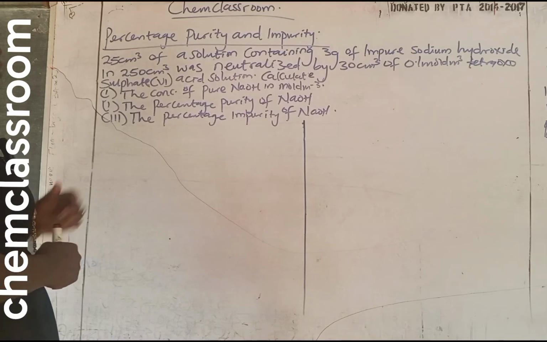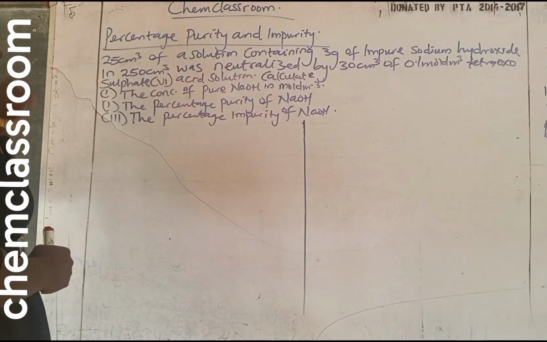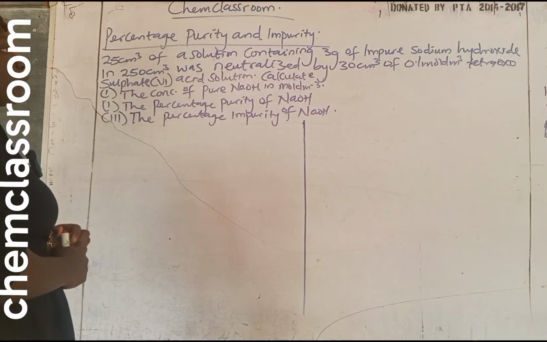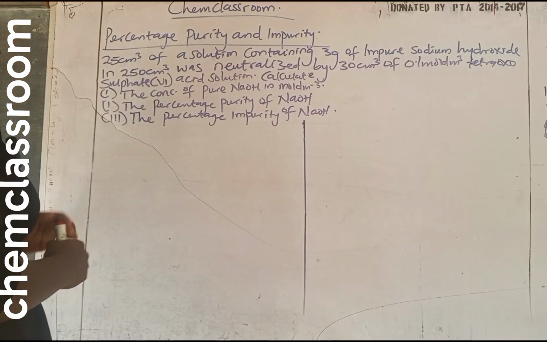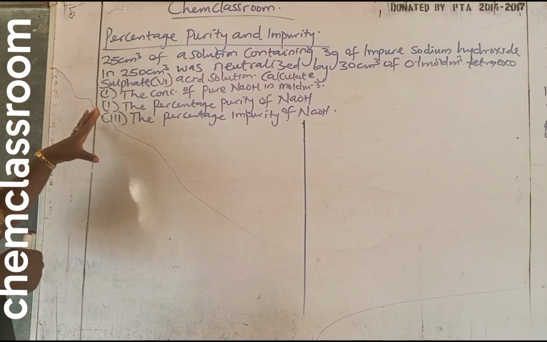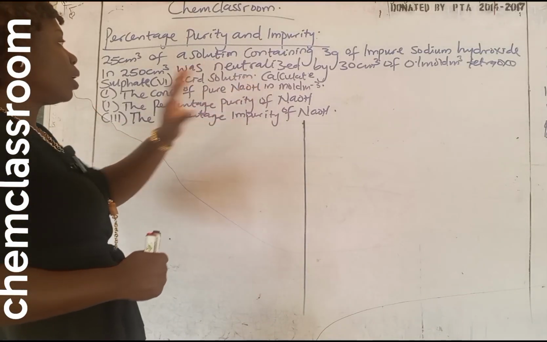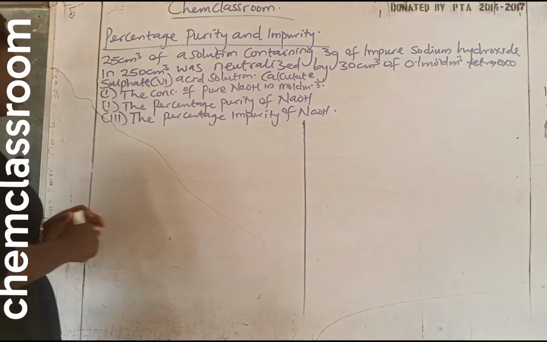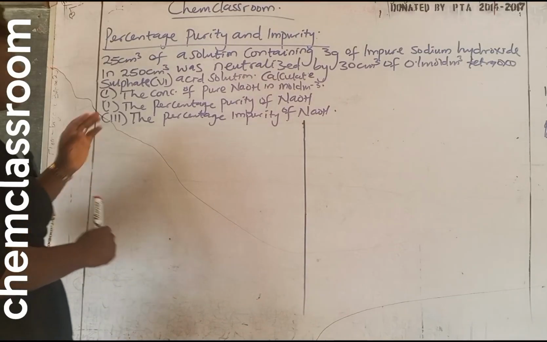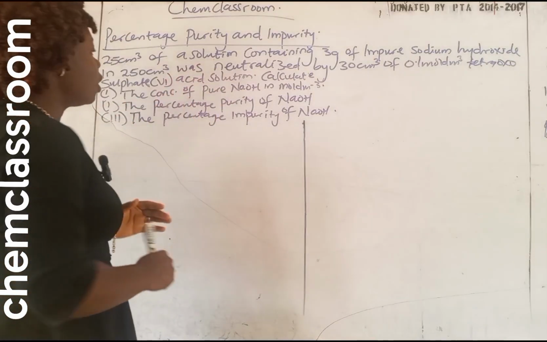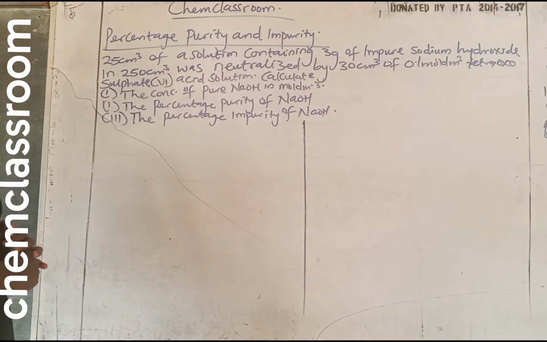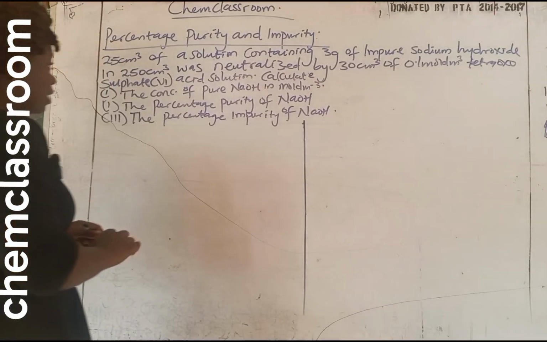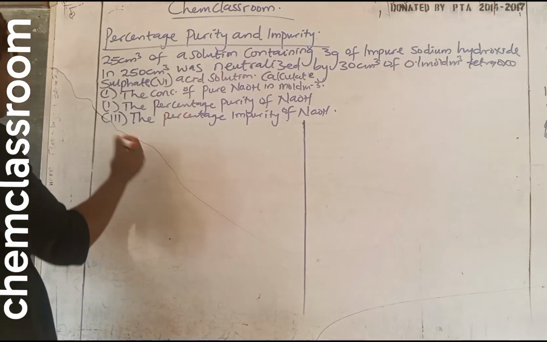Okay, I have 25 cm cube of a solution containing 3 grams of impure sodium hydroxide in 250 cm cube, neutralized by 30 cm cube of 0.1 mole per dm cube tetraoxosulfate VI solution. Calculate the concentration of the pure NaOH in mole per dm cube, then the percentage purity of the NaOH and the percentage impurity. Okay, so the first thing we are going to do is to write a balanced chemical equation.